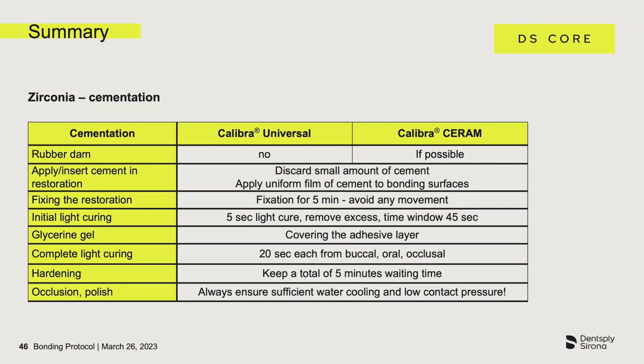After removing the excess and an initial light curing, a glycerin gel is applied to the adhesive joint to reduce the oxygen inhibition layer at the interface. Now the cement joint is light cured further for 20 seconds, each of occlusal, buccal and oral. As mentioned earlier, the composite cement should be allowed 5 minutes to fully cure.